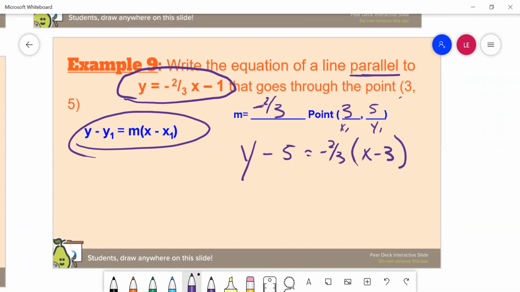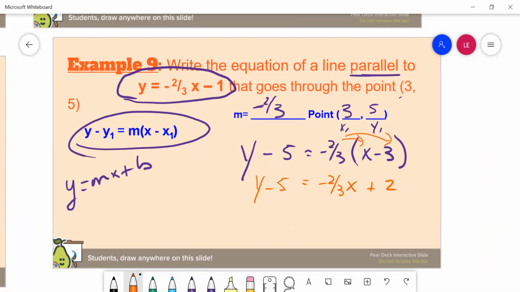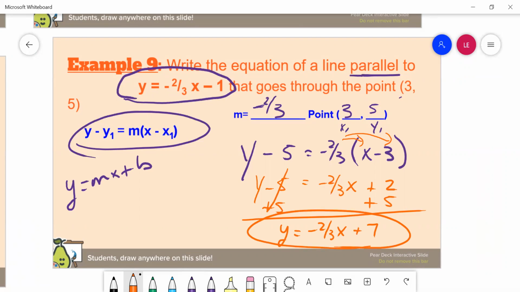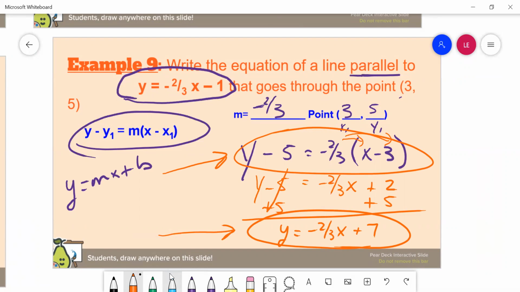Now, one thing though, on your Savvas homework, you do have to put some of the answers in slope-intercept form, which is mx plus b. So if it's in point-slope, you'll have to solve for y. What you'll want to do is distribute the negative 2/3 into the parentheses. That's going to give you negative 2/3 x. Negative 2/3 times negative 3 gives you positive 2. And then we'll get the y by itself, add 5 to both sides. So you get y is equal to negative 2/3 x plus 7. Now it's in slope-intercept form. Again, sometimes on Savvas, you can leave it in point-slope, or it might ask for it in slope-intercept form. So just be aware of that.